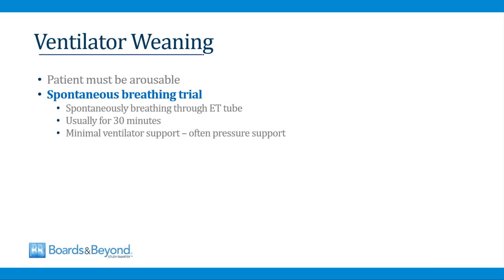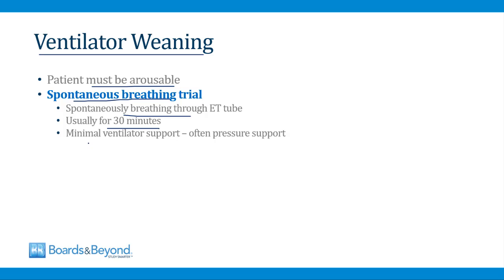Let's talk about weaning patients off the ventilator. First of all, you can't wean any patient off the ventilator unless they are alert and arousable. Patients who are not alert and arousable need continued ventilation. And then what you usually do when you're preparing to extubate a patient is what's known as a spontaneous breathing trial. In this trial, you let the patient spontaneously breathe through the endotracheal tube, usually for 30 minutes, and you monitor their respiratory rate and oxygenation level.